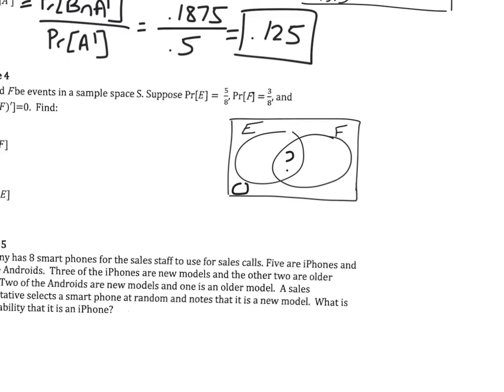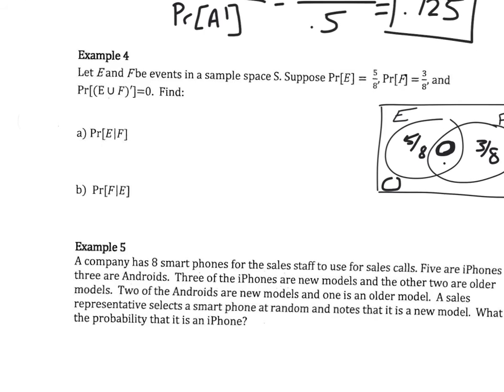And then let's break this apart into only E and only F. Well, if you take 5/8 and 3/8, that's 100%. So if that's the case and there's no overlap, we can go ahead and put 0 here. And answer the question. Part A says the probability of E given F.